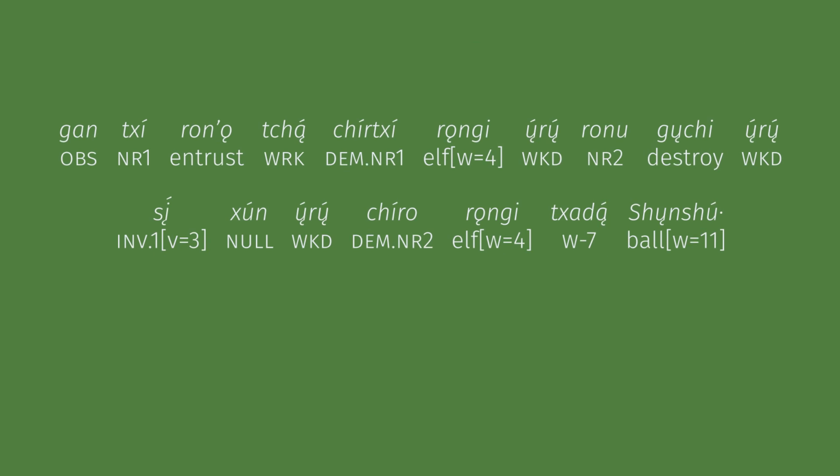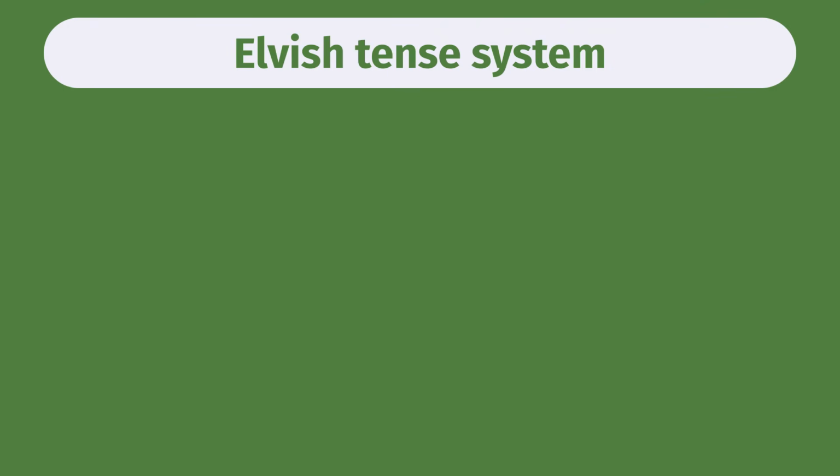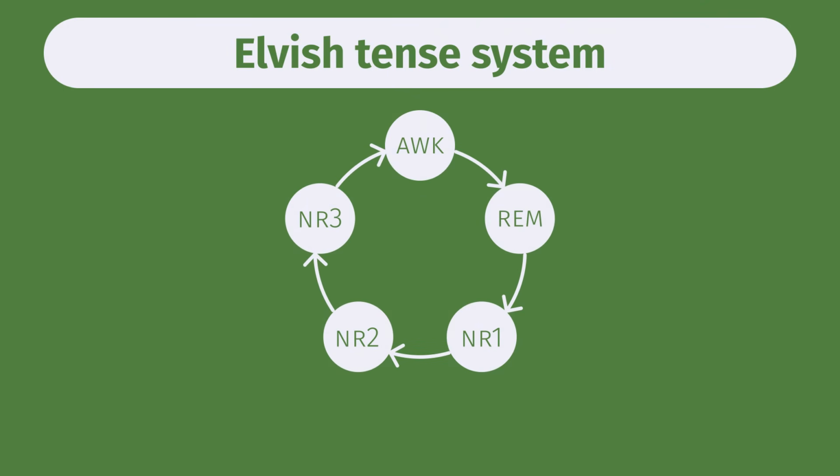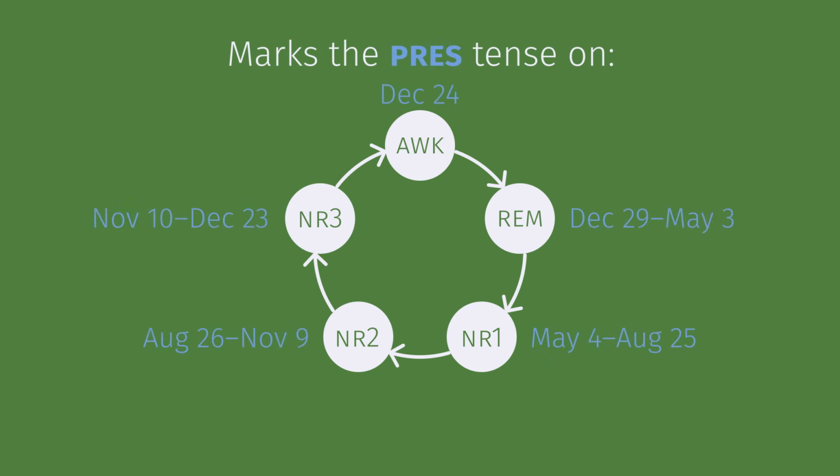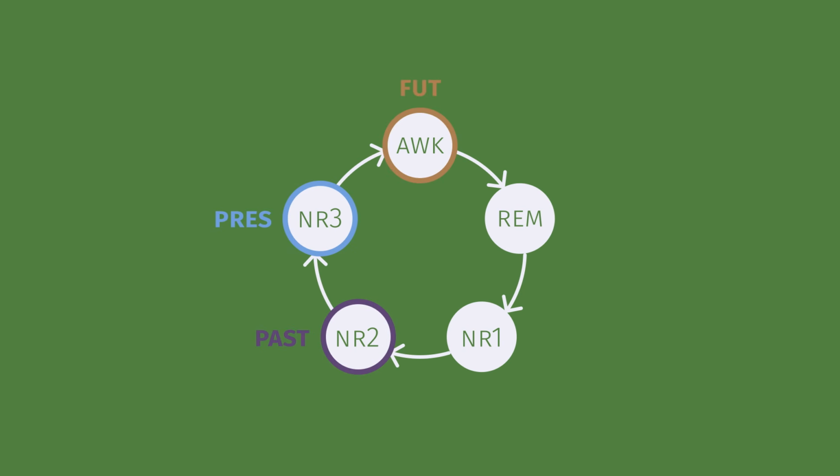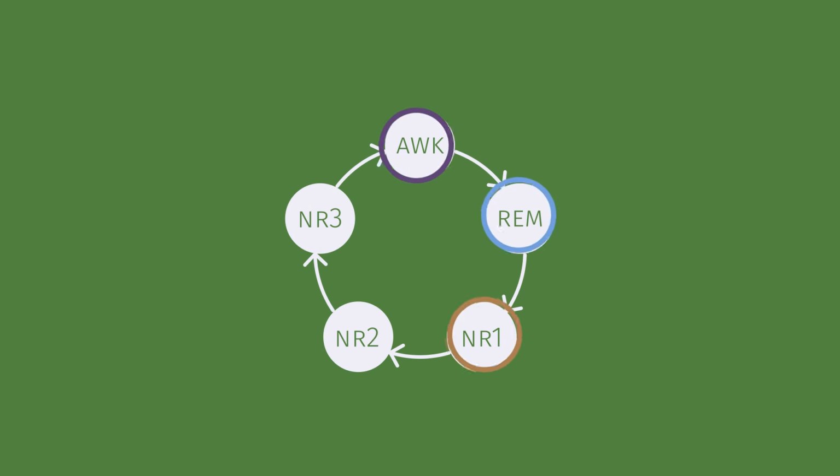The first thing we need to do is to figure out the tense of the clause, because it affects all sorts of things in the grammar. How tense works in Elvish is that there are 5 syntactic tenses, forming a directed loop, and which one marks the present tense depends on the time of the year the text was written in. If we know which one marks the present tense, then the next syntactic tense in the loop marks the future, and the previous syntactic tense marks the past.